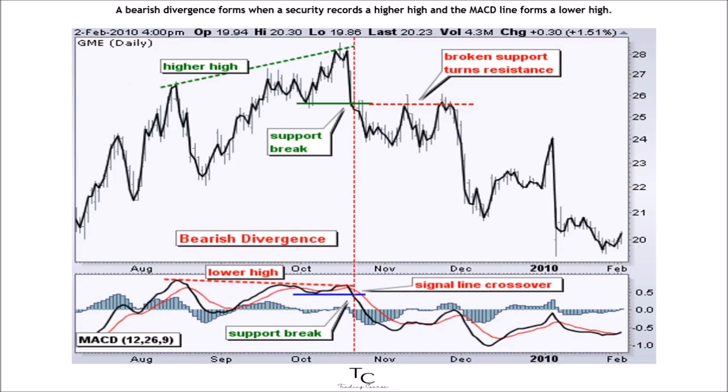A bearish divergence forms when a security records a higher high and the MACD line forms a lower high. The higher high in the security is normal for an uptrend, but the lower high in the MACD shows less upside momentum. Even though upside momentum may be less, upside momentum is still outpacing downside momentum as long as the MACD is positive. Waning upward momentum can sometimes foreshadow a trend reversal or sizable decline.